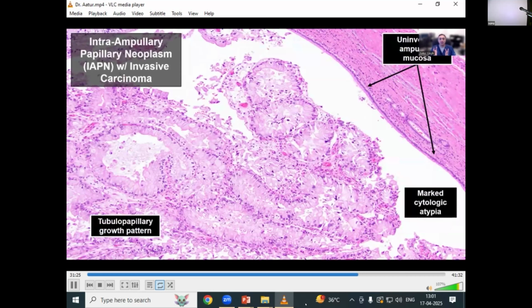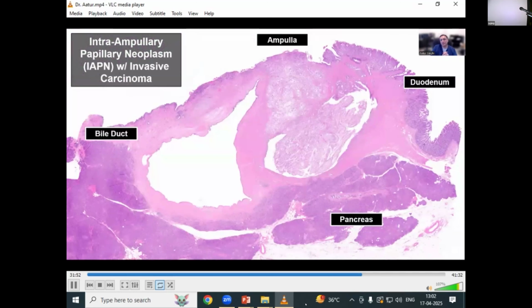The old name for these neoplasms was intraampullary tubulopapillary neoplasm, but that was way too long. And so the authors wanted to cut it down, that being the WHO authors, and we cut it down to intraampullary papillary neoplasms to mimic, again, the nomenclature of IPMNs, like intraductal papillary mucinous neoplasms, or IPMBs, intraductal papillary neoplasms of the bile duct, and so hence IAPN.